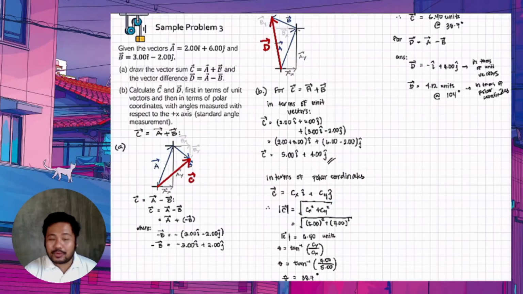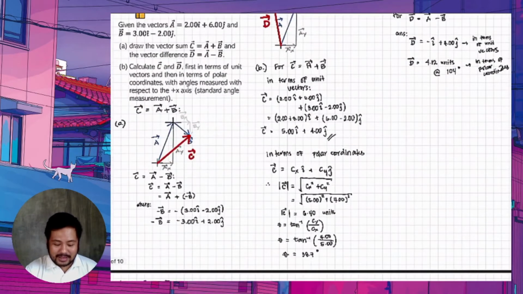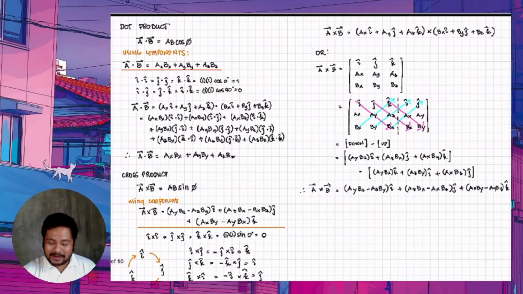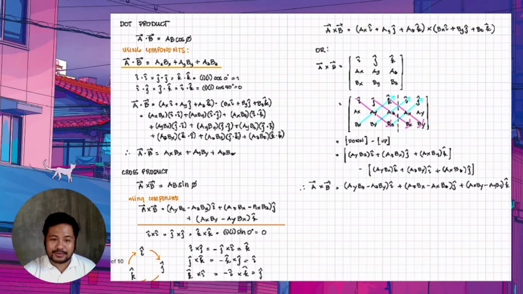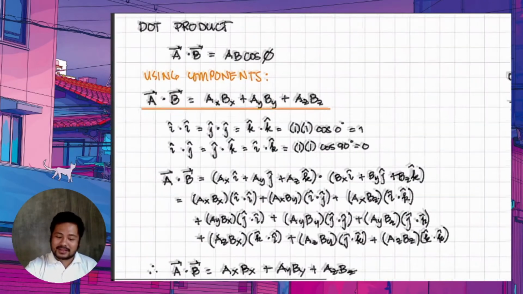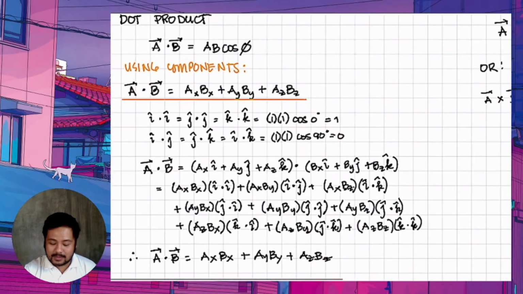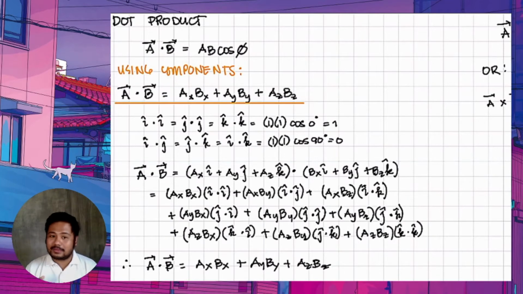So this time we will be focusing on vector multiplication. Sorry if I have not corrected the numbering, but nevertheless it will just be the same. So first off, I want to discuss this first. We have to discuss the dot product first. We have two kinds of vector multiplication: the cross product and the dot product.